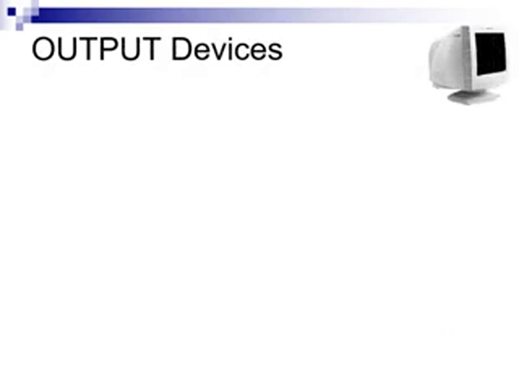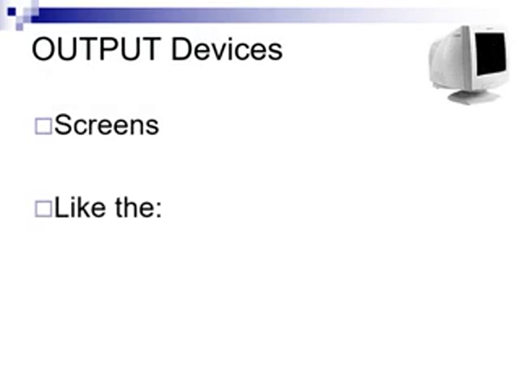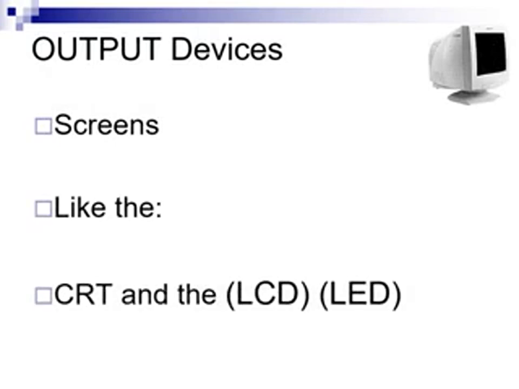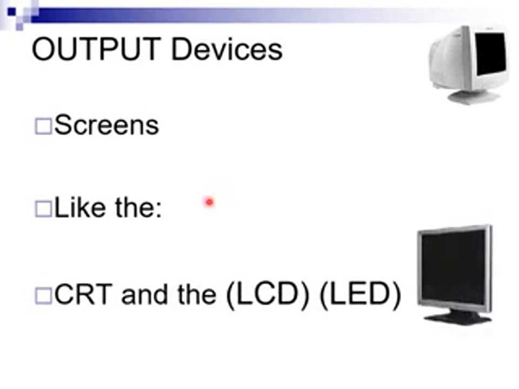Output devices, these are the ones that display what has been processed. The most common is the screen. Now these kinds of screens have been there and they've been phased out. The most common one these days is the LCD or the LED, liquid crystal display or light emitting diode screens. The older types like this one, the cathode tubes, are still there, but not much in use these days.